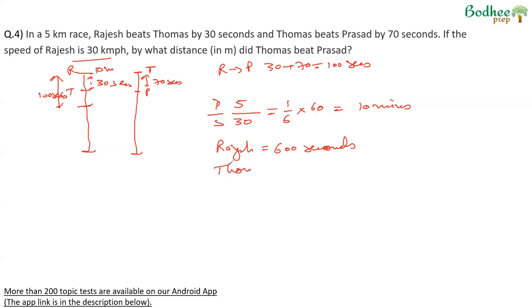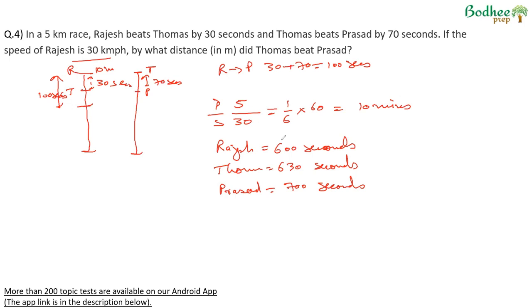Thomas therefore takes 630 seconds. And Prasad takes 700 seconds. The question is, by what distance did Thomas beat Prasad?